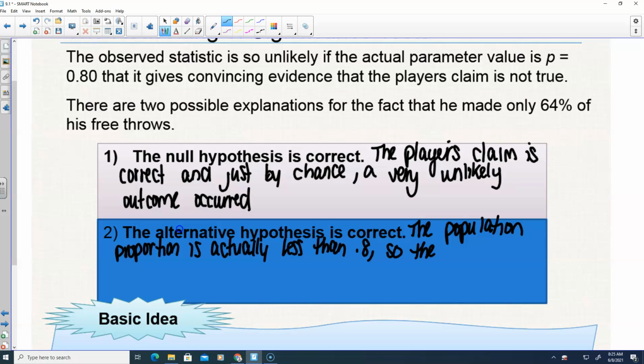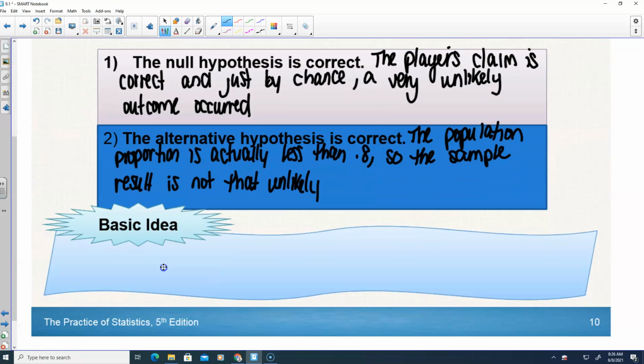So the sample result is not that unlikely. So our basic idea here is that if an outcome rarely happens if the null hypothesis were true, then we think that it's not true.